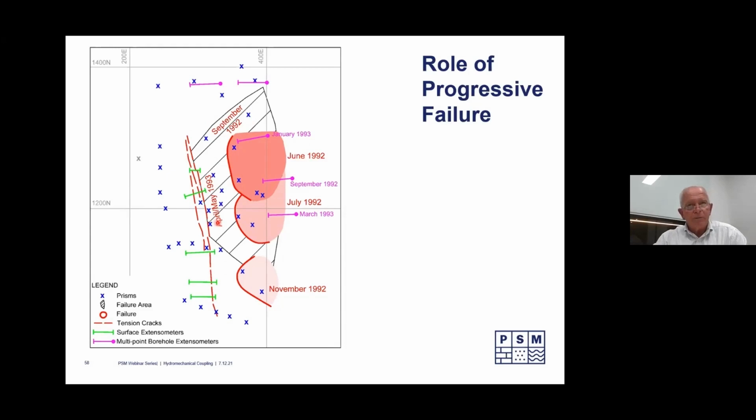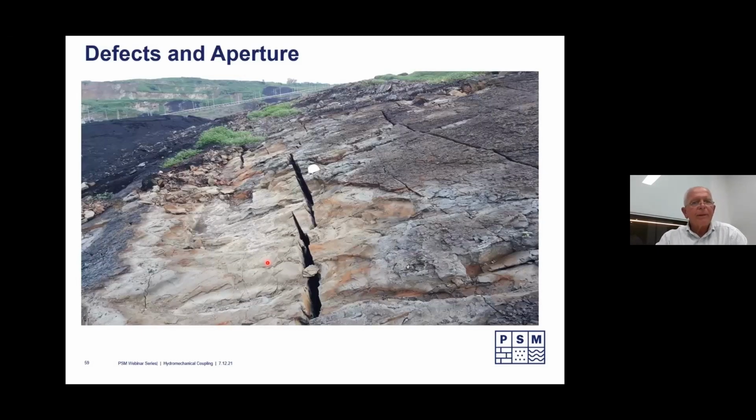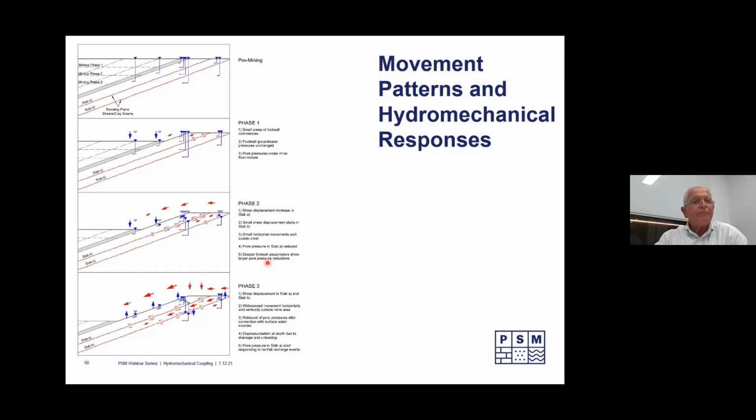So progressive failure. We're not failing the whole slope at once. As this part moves and goes beyond peak stress, peak shear strength, it sheds its load onto adjacent parts of the slope. That's what the cracks look like. See the aperture here. If it rains here, you can't stop the water getting in.